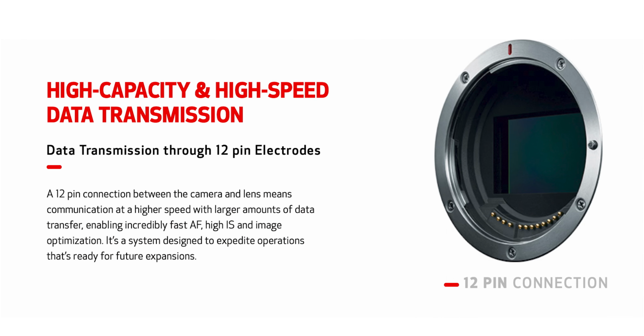A big thing that really sets the RF mount apart from the EF mount is the connection system. So it has a 12-pin connector as opposed to an 8-pin connector. What this does is it helps increase the speed and volume of data transmission between the lens and the camera body and vice versa. So what does this lead to? It leads to things like faster autofocus.